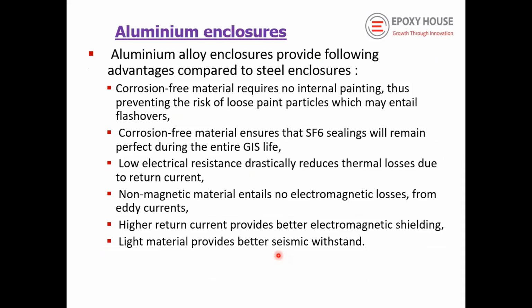So after this, now we'll come to this aluminum enclosure. One of the parts of this GIS is the aluminum enclosure. Aluminum alloy enclosure provides the following advantages over the steel enclosure: it is corrosion free and you don't need to have additional painting. It is not required, but normally customers ask to have color on the aluminum enclosures. Maybe different colors are suggested by the people.